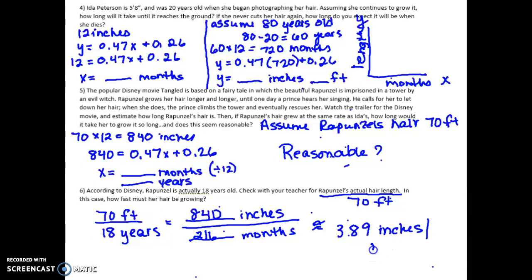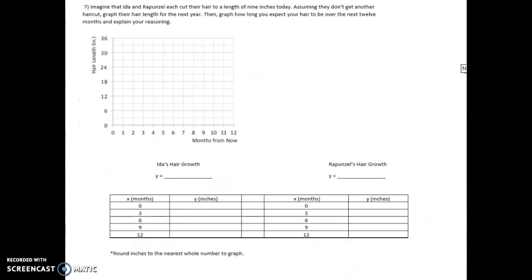This inches per month is the rate of change. This is the slope for Rapunzel's hair growth. So hers is growing at 3.89 inches per month. Now it says, imagine that Ida and Rapunzel each cut their hair to a length of 9 inches today. So we're starting at 9 inches, so the point (0, 9). Assuming they don't get another haircut, graph their hair length for the next year.